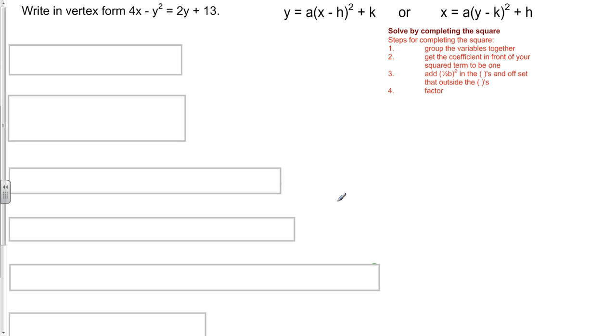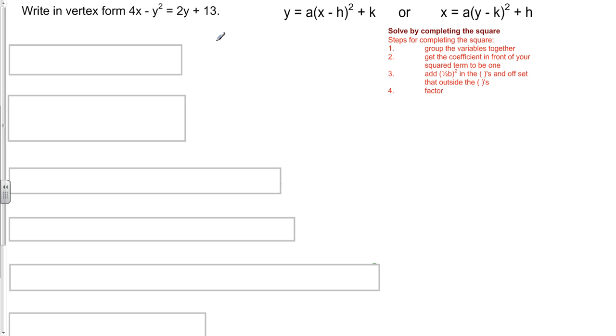We're going to convert the equation of a parabola into vertex form, given another form here. So we're going to start out with 4x minus y squared equals 2y plus 13. Now, one of the big things you might notice right away is that we have x to the first power and we have y to the second power. Usually we're used to having y to the first power and x being squared.